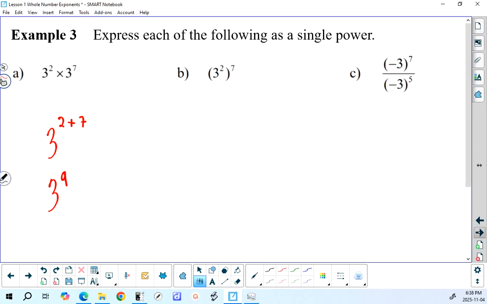You do not need to write this. Most students at this level are going to look at 3 squared times 3 to the 7 and go, oh, I add the exponents. I get 3 to the 9. So this is your answer.